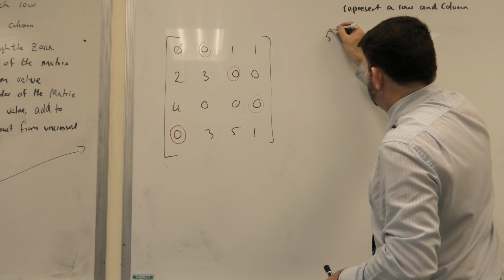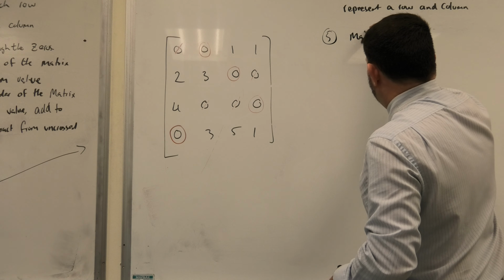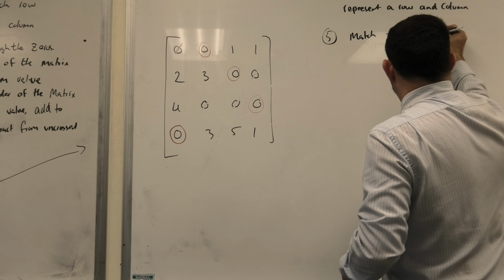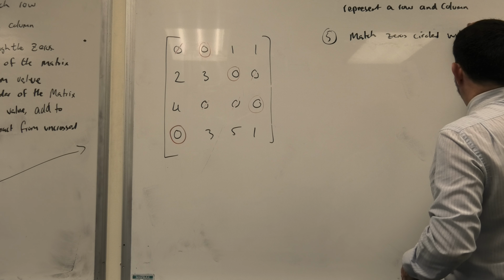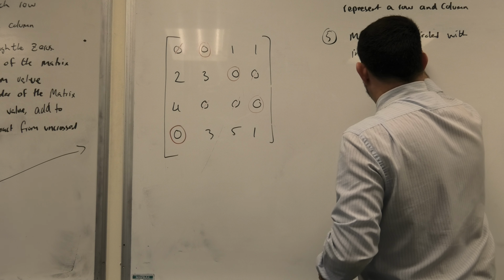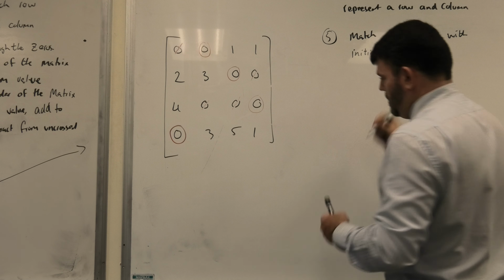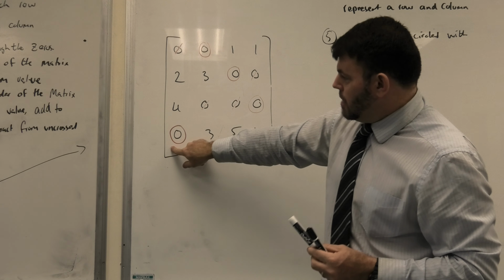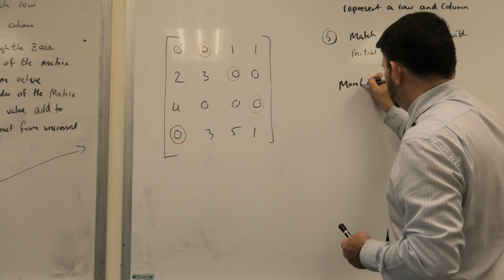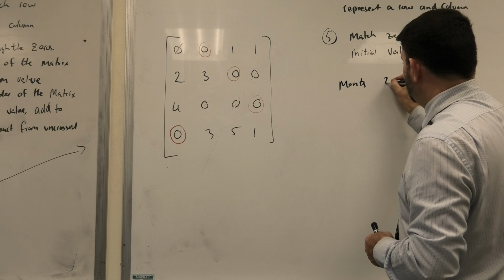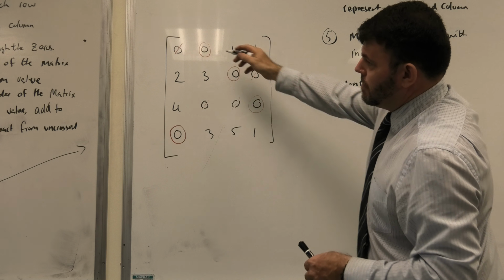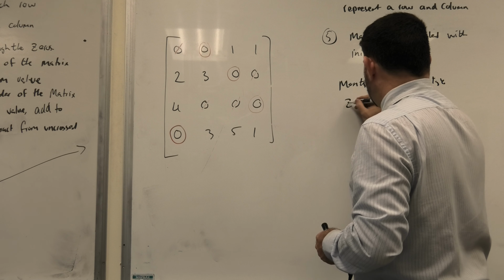So step 5 is match zeros circled with initial value. So in this case here, Monty's going to do freestyle. Monty will do freestyle of 28 seconds. Zach will do breaststroke, 33.